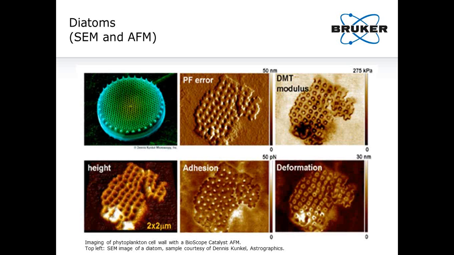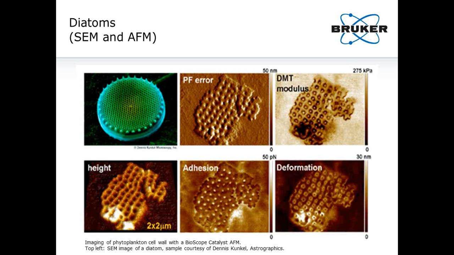This first example shows an SEM image of a diatom mineralized shell, or frustule. The SEM provides a good sharp overview due to its almost infinite depth of field. However, this is an empty shell.